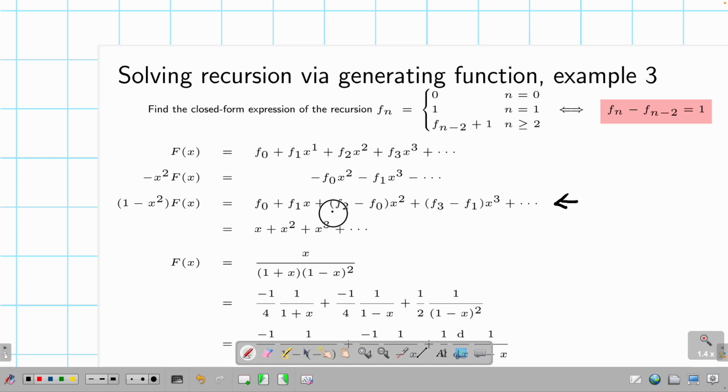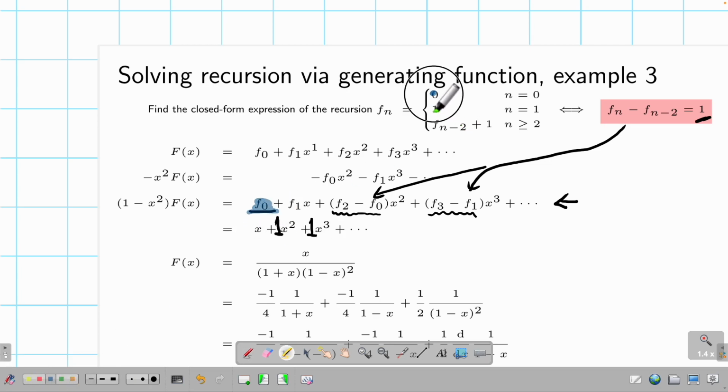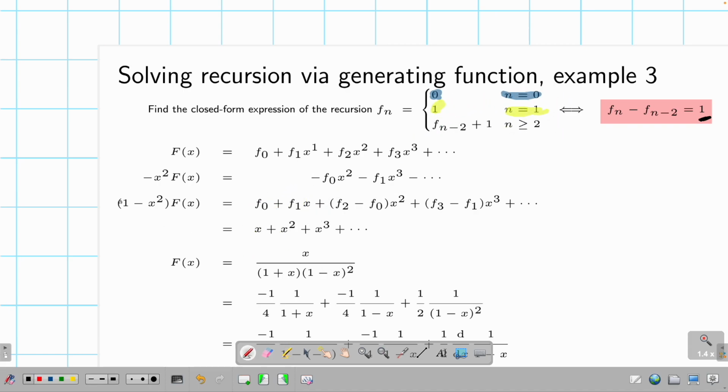What's next? What are these? By the red box, this is 1. This is 1. Okay? So for the x squared term, we have a 1. For the x cubed, we have a 1. Okay? And so on. For the blue term, it's 0 because n is 0. The yellow term, f_1, is 1. Okay? So there's a 1 here. So now we have this thing equal to this thing.